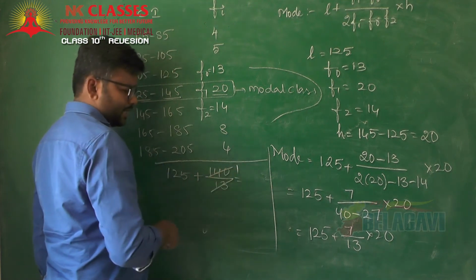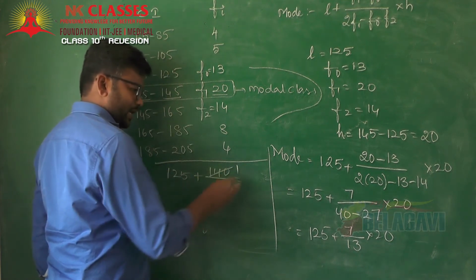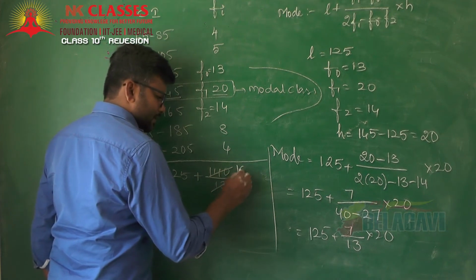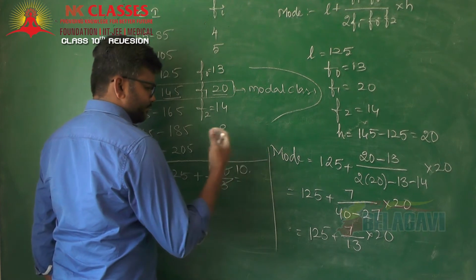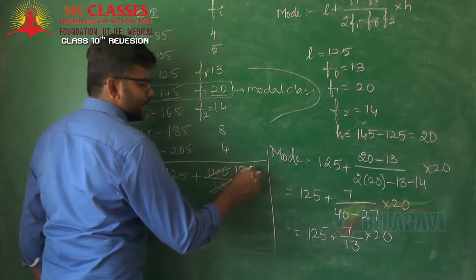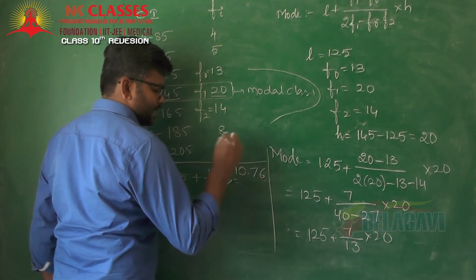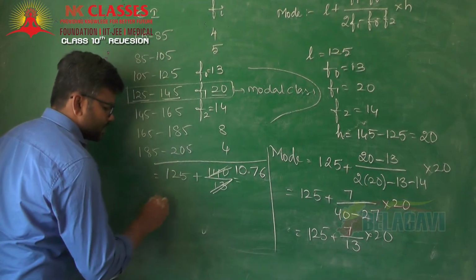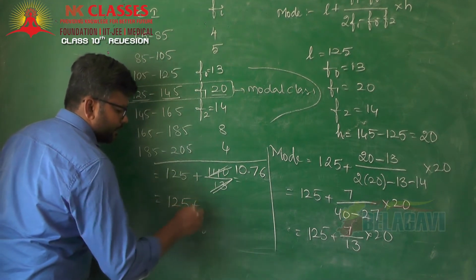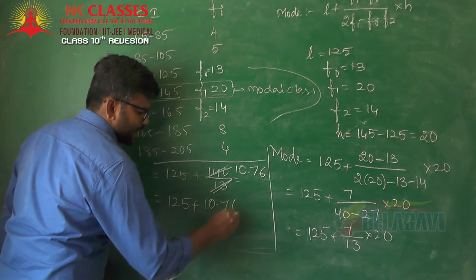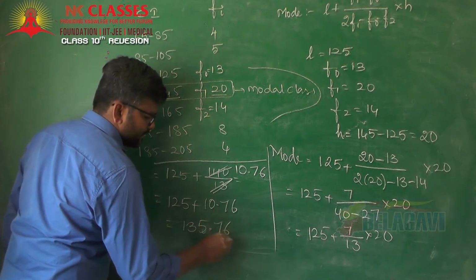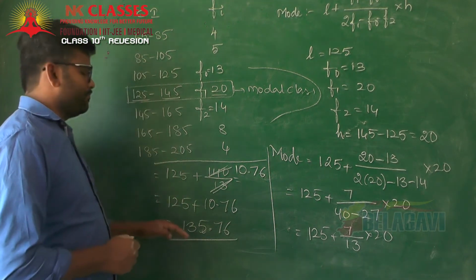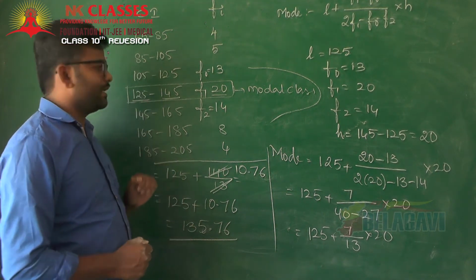So here you can find out this value, 140 by 13. 13 tens are 130, 13 ones are 13, so that means 10 point something. So 140 by 13 is 10.76. So this is equal to 125 plus 10.76, which is equal to 135.76. This is the mode of the given data.